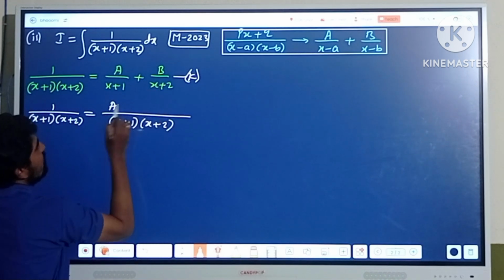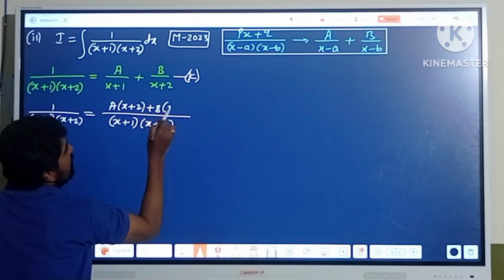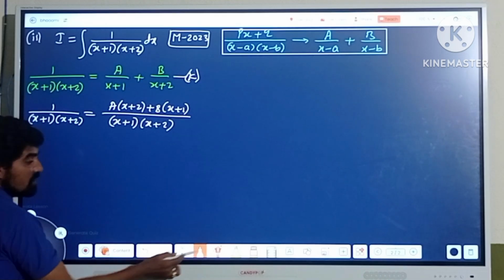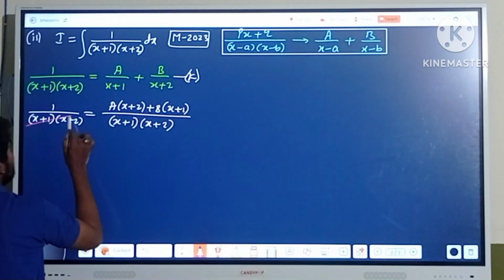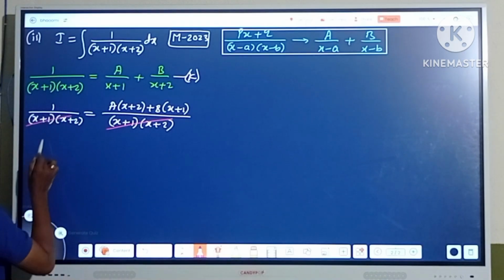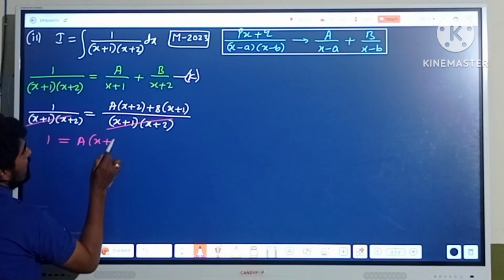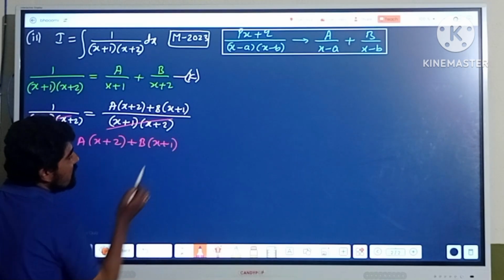A multiplied by the factor x plus 2 plus b multiplied by the factor x plus 1. I hope all of you are understanding. So on both sides of this equation, the denominator is the same, so we can cancel it on both sides. Therefore, after cancelling, we have 1 is equal to a into x plus 2 plus b into x plus 1.